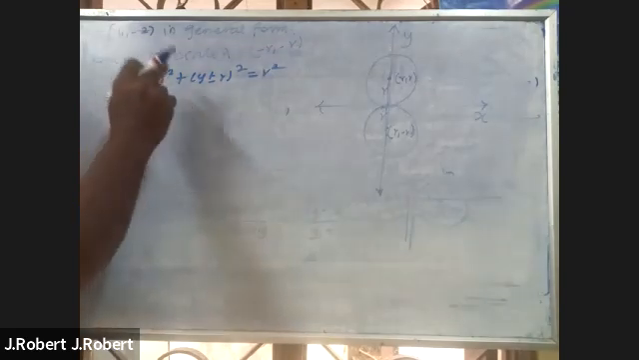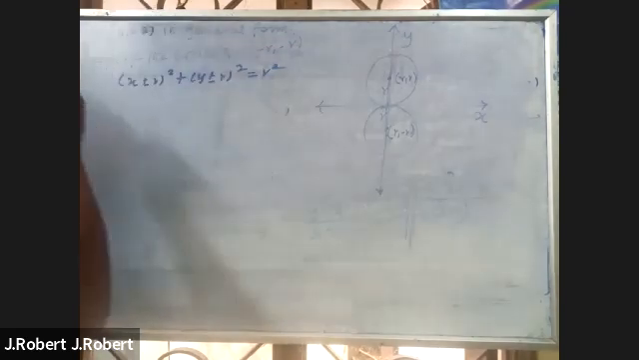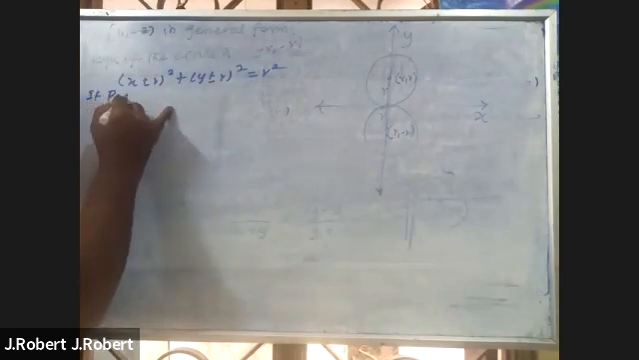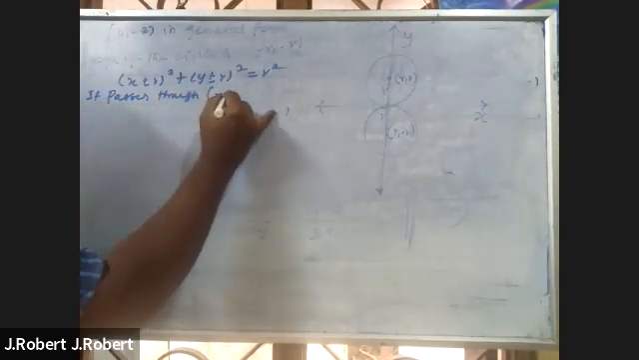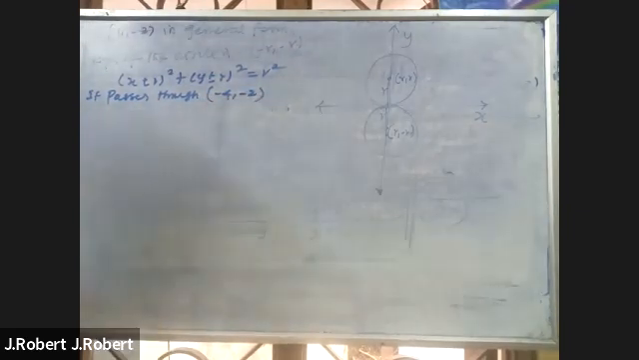இப்போ r square, it passes through this form, it passes through minus 4 comma minus 2. அப்ப எந்த குவாட்ரண்ட்ல இது இருக்கு?